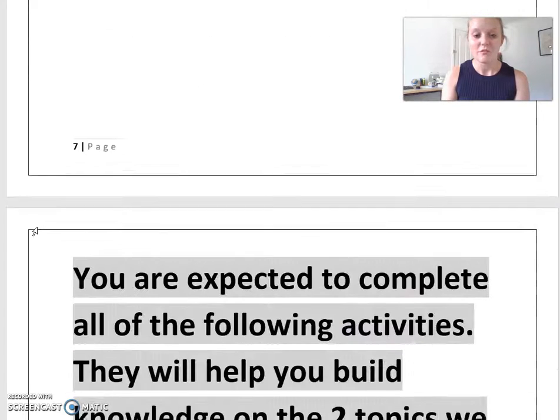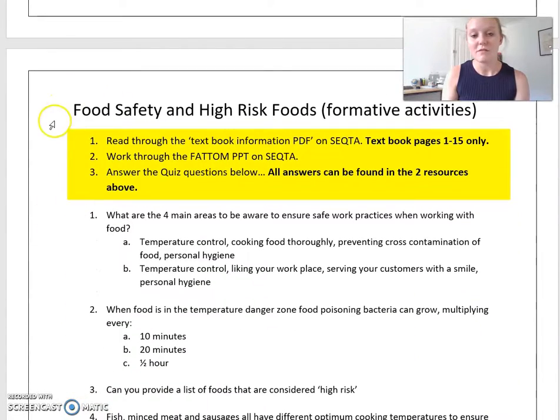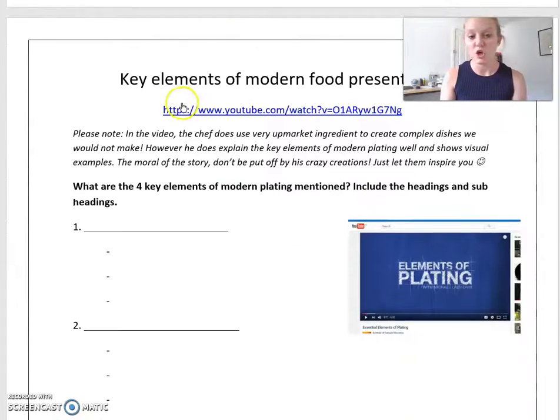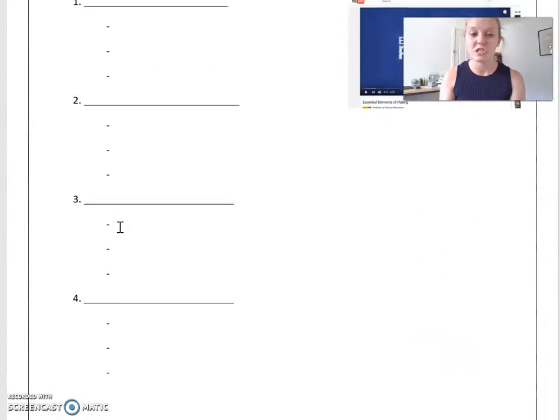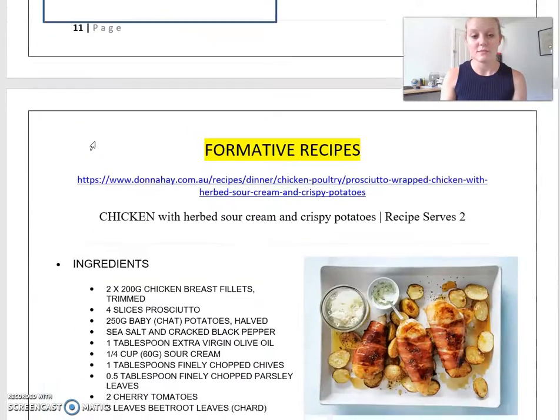All right. If we move down, we have all of these activities below here. So all of this is going to be available on Sector, and it is a necessity that you do them. Okay, really important. We're going to look at food safety and plate presentation all together. But there will be some homework that you need to do, and it's this formative learning here that is really going to help you be able to do this assessment well. So there's all these tasks, video to watch, and responding to some questions. Some plate presentation activities here, some sketching.